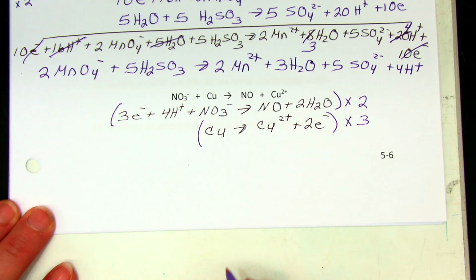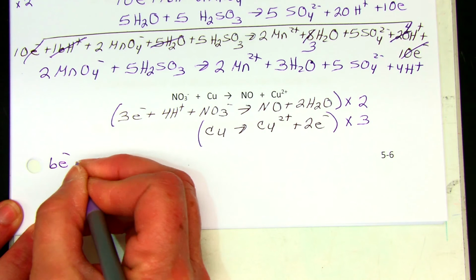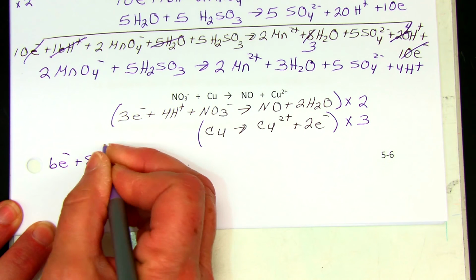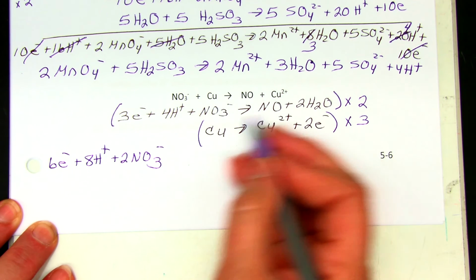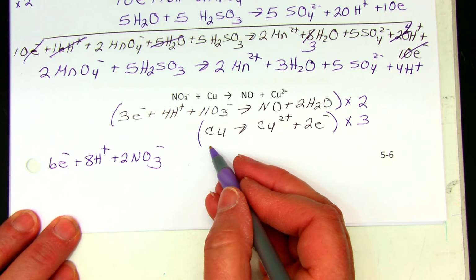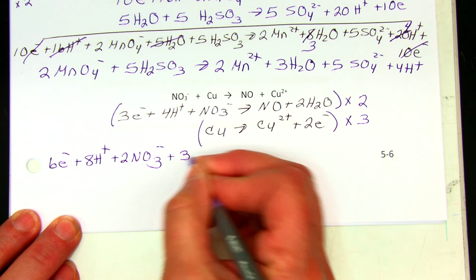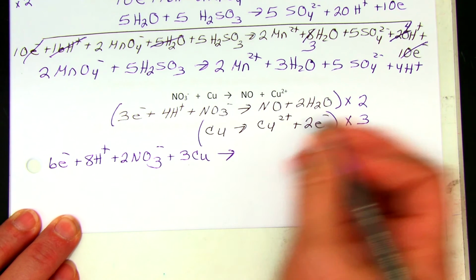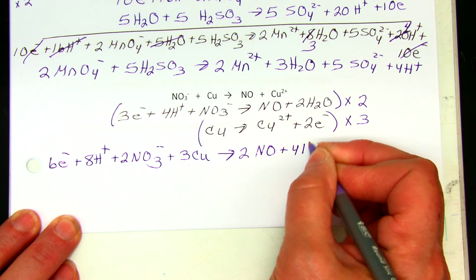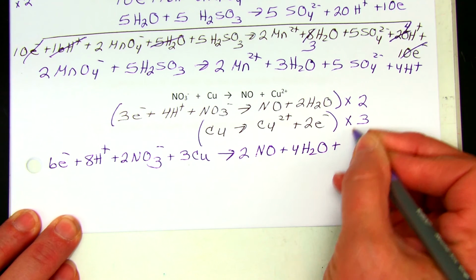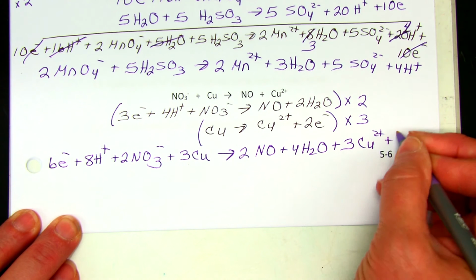So now I start to add these together. 2 times 3 electrons is 6 electrons, plus 8 hydrogen ions, plus 2 nitrates. So I multiplied the reactants. Now I'm going to add that to the reactants from the other one. 3 times 1 copper is 3 coppers. Yields 2 NO plus 4 waters, plus, now I'm going to multiply this by 3. 3 copper 2 plus 6 electrons.